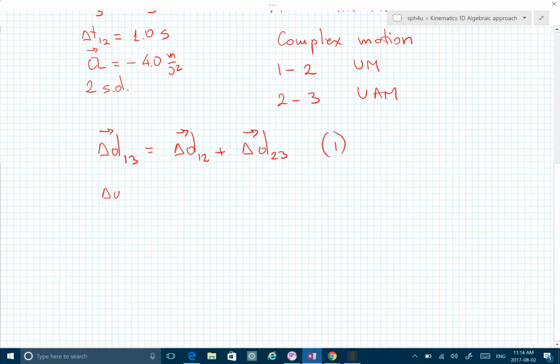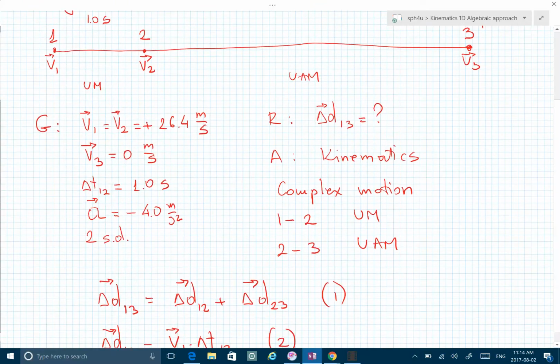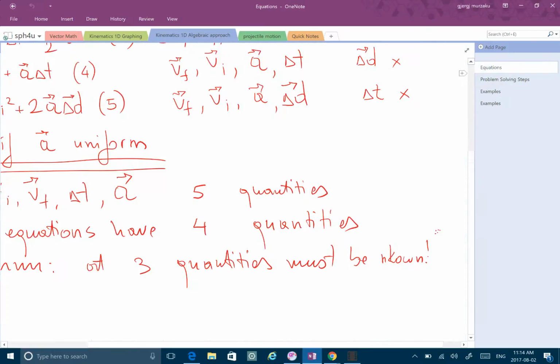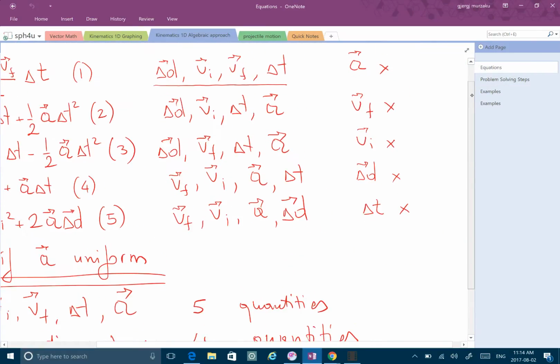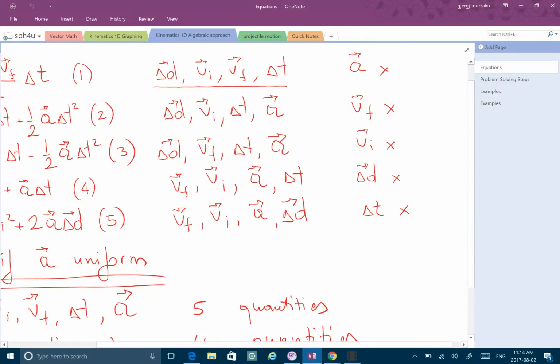All right. Delta d from 1 to 2 is very straightforward. It's whatever the velocity at 1 is, because it's uniform velocity, times that delta t from 1 to 2. So here's my other equation. Now let's see what we know for that last part of motion. Remember, our equations are this one here. We need one where we know at least three things about that part of the motion to be able to solve it.